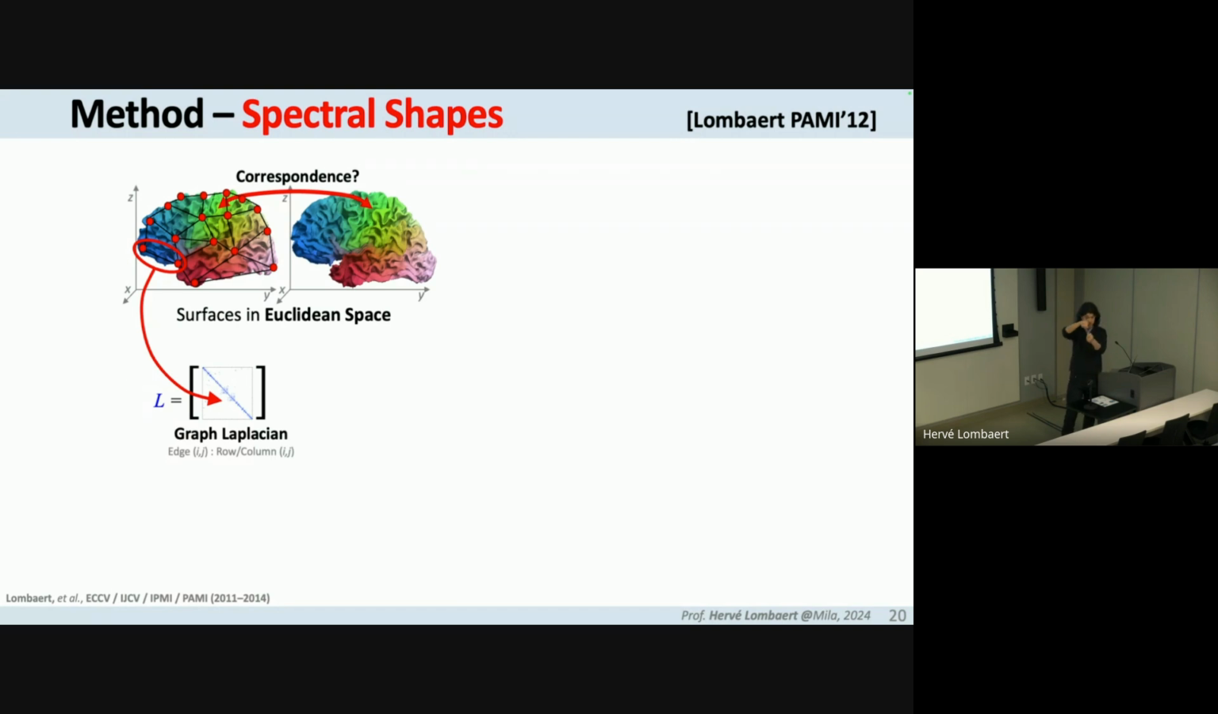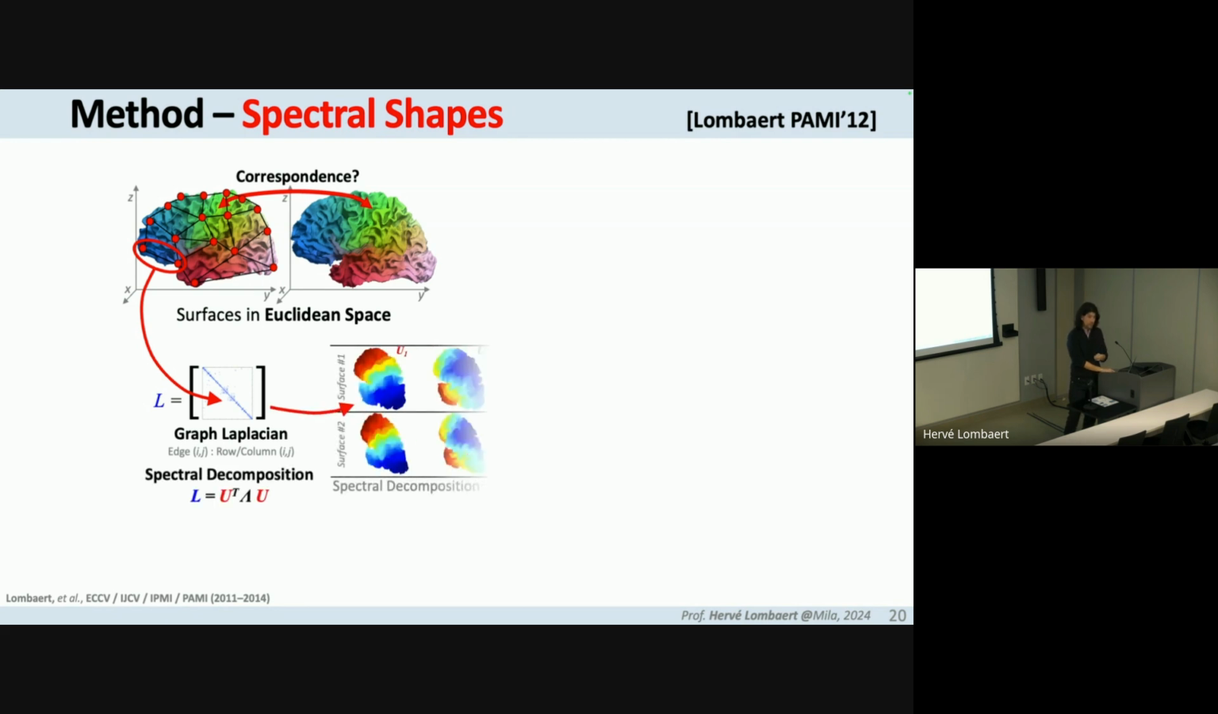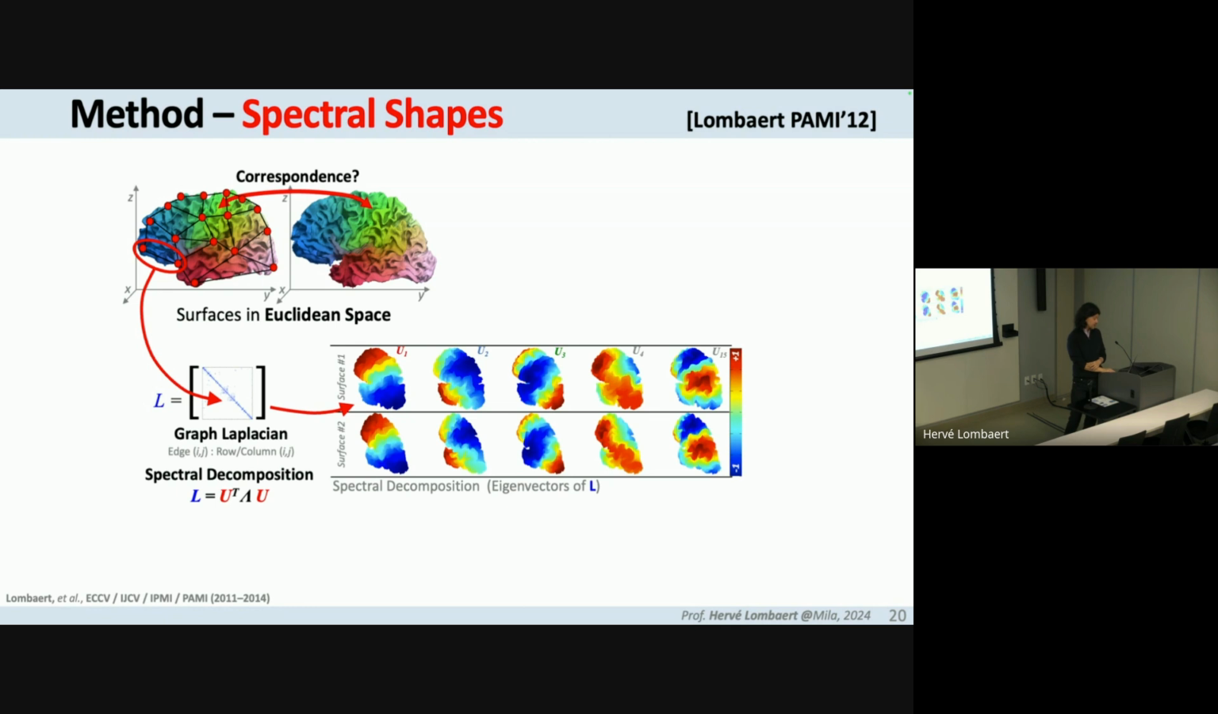So every pair of nodes gets a value in a matrix here. You decompose this matrix, you compute the eigenvectors, and the values of those eigenvectors give you exactly the amplitude that you have here. So this is coming from spectral geometry, spectral graph theory. So these are super nice properties.